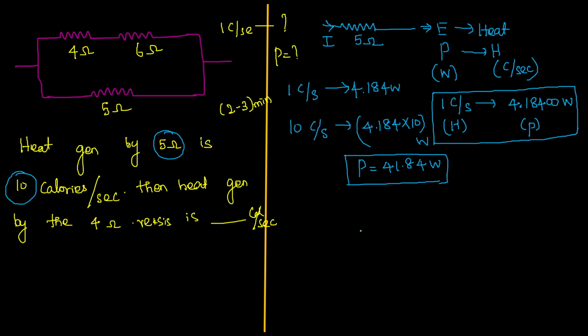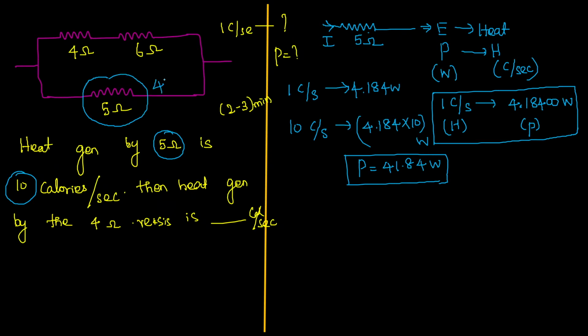In the electrical domain, the power consumed by the 5 ohm resistor per second is almost 41.84 watts. Yes, sir. So next, power is okay. It clearly tells us the power dissipated by the 5 ohm resistor. Now let us keep our attention on this 5 ohm resistor.